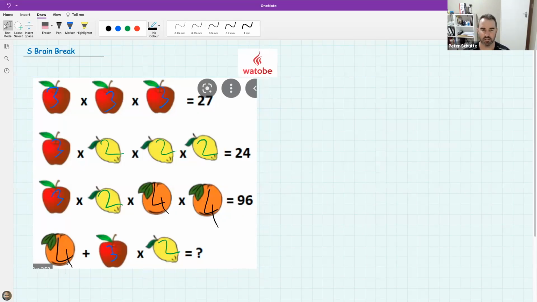Using BODMAS. BODMAS says 3 times 2 is 6. And then 6 plus 4 is 10.